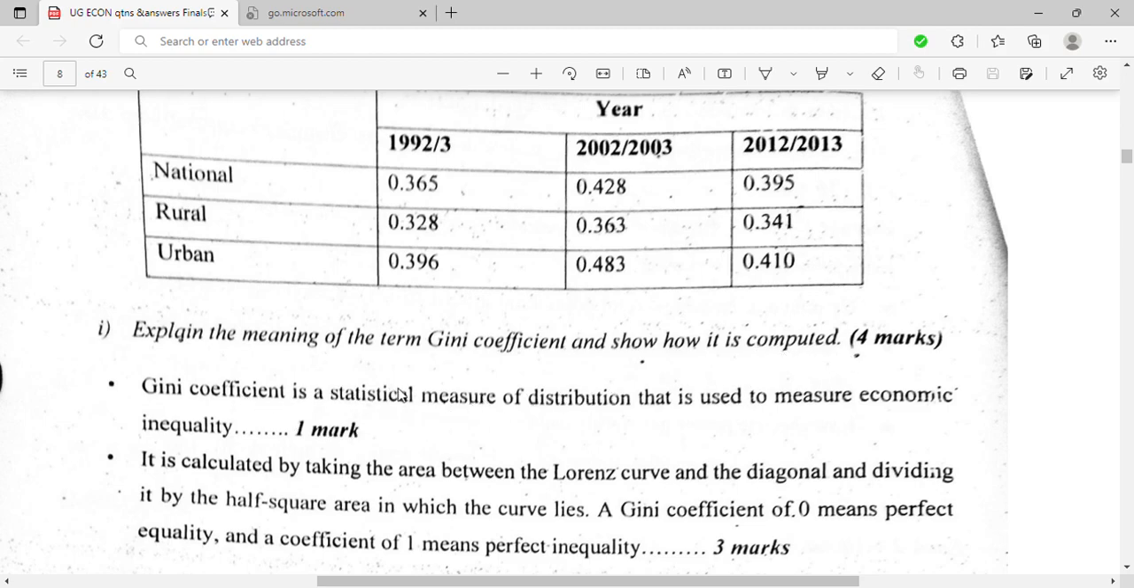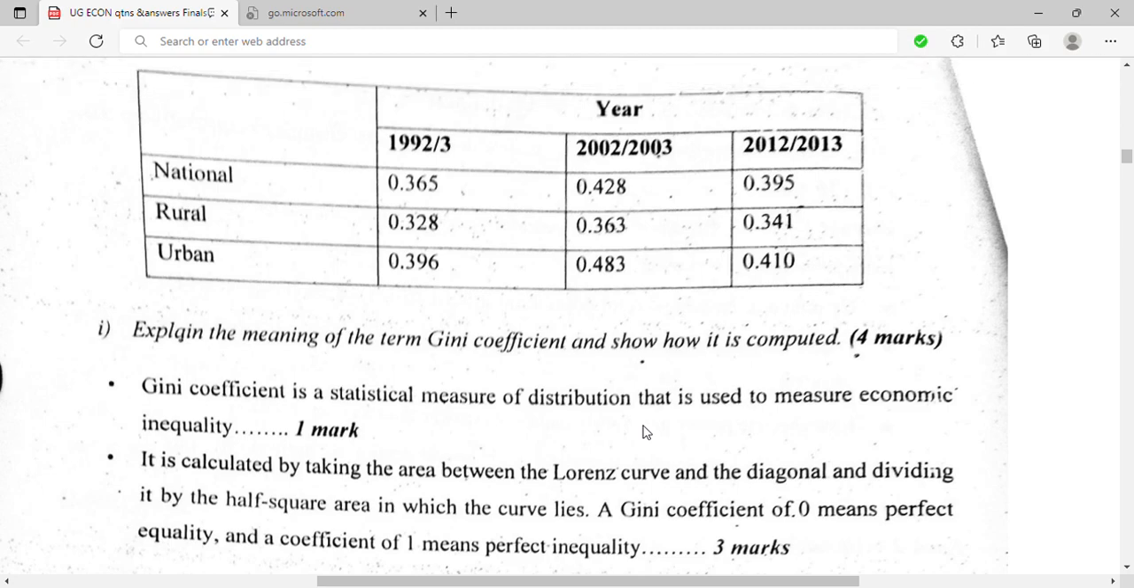Gini coefficient is a statistical measure of distribution that is used to measure economic inequality. So that is the definition. Gini coefficient is used to measure the economic inequality or income inequality, the difference between the incomes of the people in the economy. So it is used to measure the economic inequality in a particular area or country.